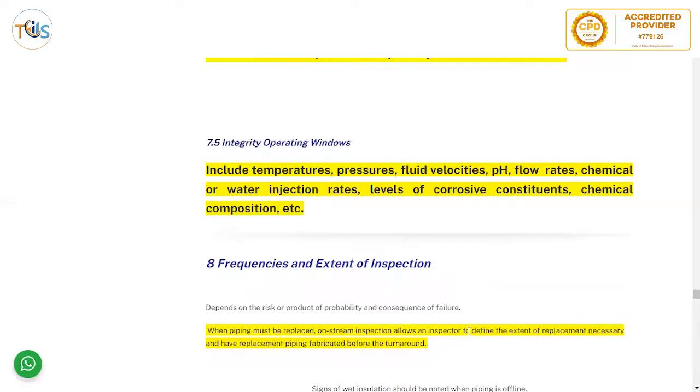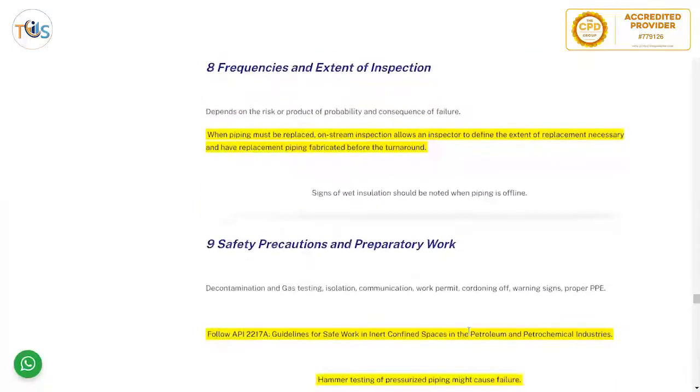Integrity operating windows include temperature, pressure, fluid velocity, pH or acidity, flow rate, chemical or water injection rate, level of corrosive constituents, chemical composition, etc. Frequencies and extent of inspection depend on the risk of the product, or probability and consequence of failure. When piping must be replaced, on-stream inspection allows an inspector to define the extent of replacement necessary and have replacement piping fabricated before the turnaround. Signs of wet insulation should be noted when piping is offline.